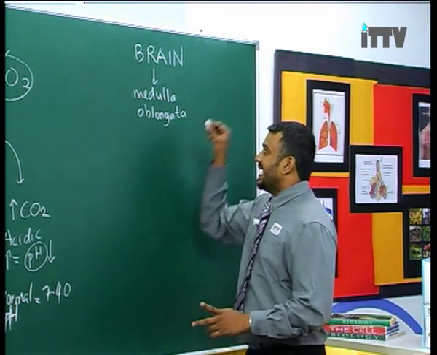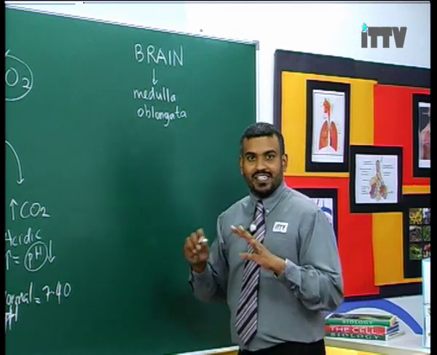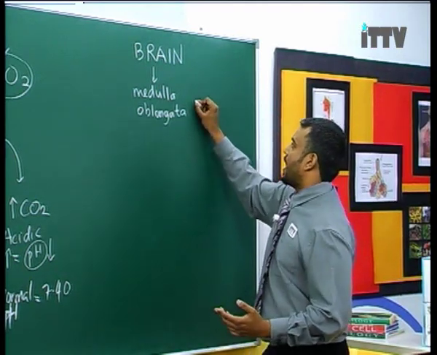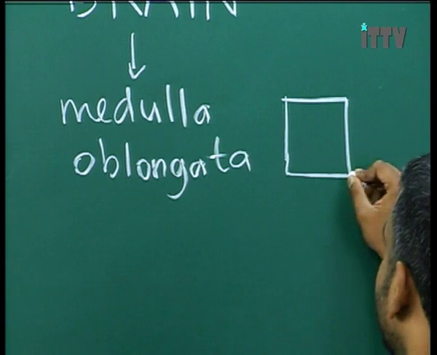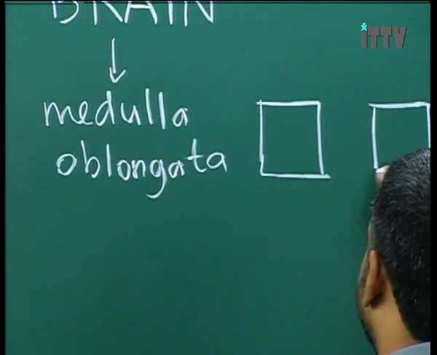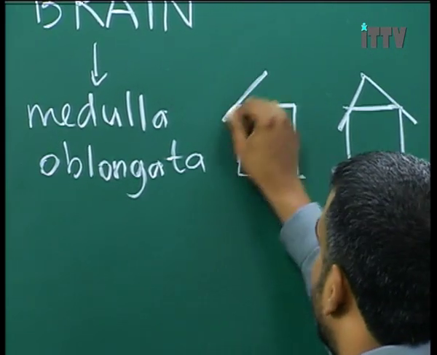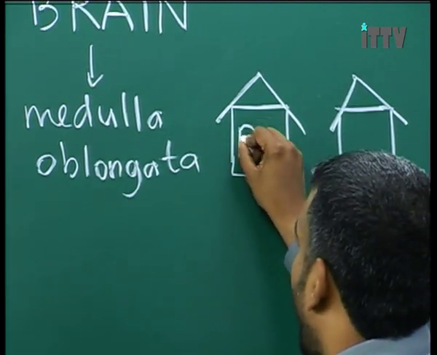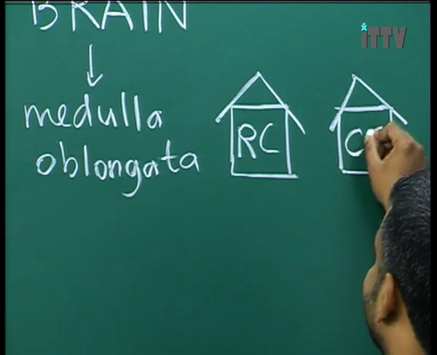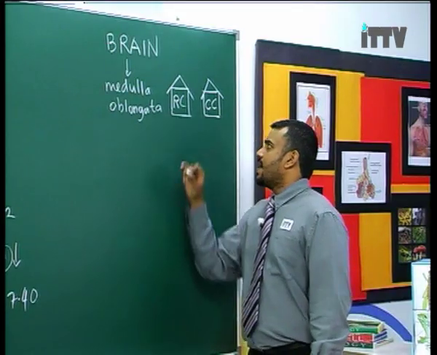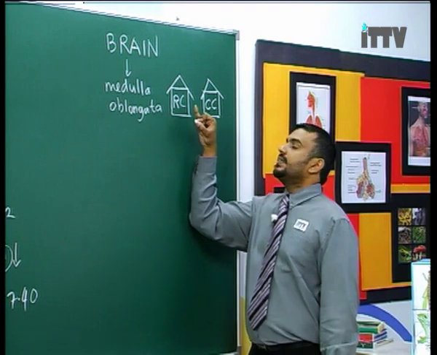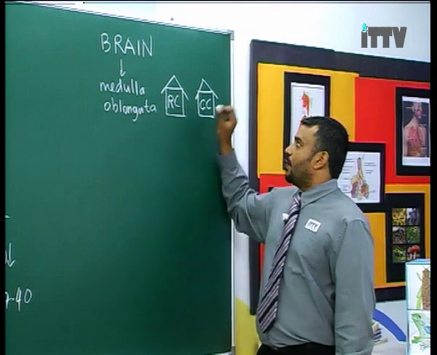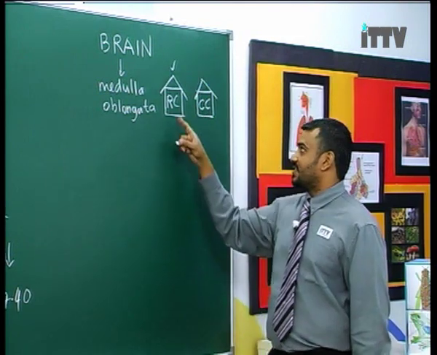Alright, now in the medulla oblongata, you remember a story like this. Because it's fun to remember stories. In the medulla oblongata, there are 2 houses. Just remember, got 2 houses. Okay, or we call this 2 centers. One is RC, the other is CC. What are they? RC is respiratory center. CC is cardiac center. So we will learn about this now because it's respiration.